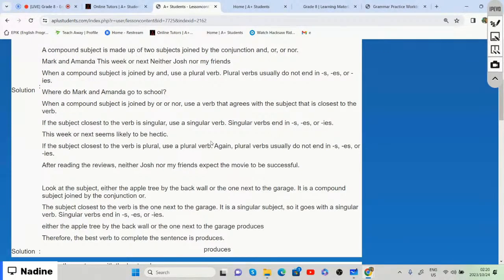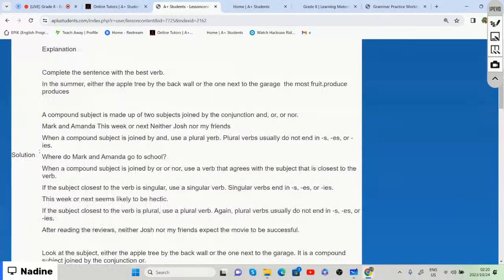So this is a compound subject, right, under subject-verb agreement. And usually, when it comes to compound subjects, it gives an indication that words are joined by conjunctions. So that is basically the word that comes to mind when I hear compound. Because a compound subject, we said, is made up of two subjects that are joined by a conjunction. And we made an example of Mark and Amanda.